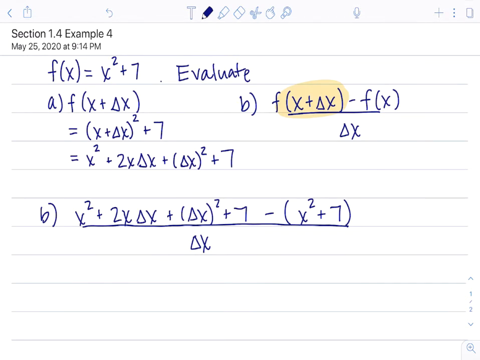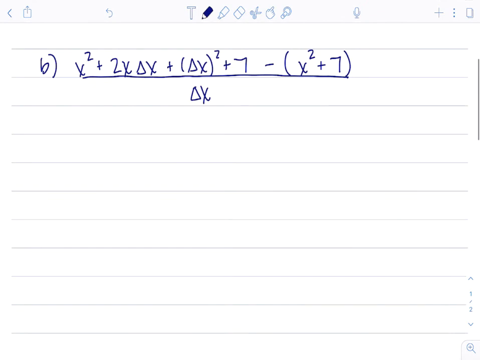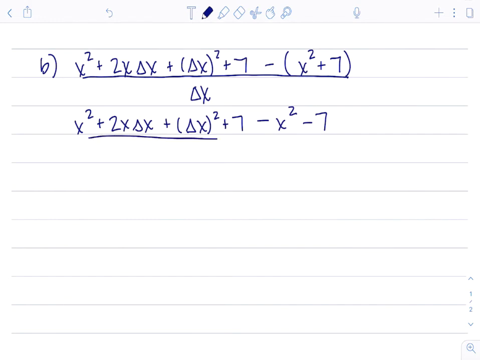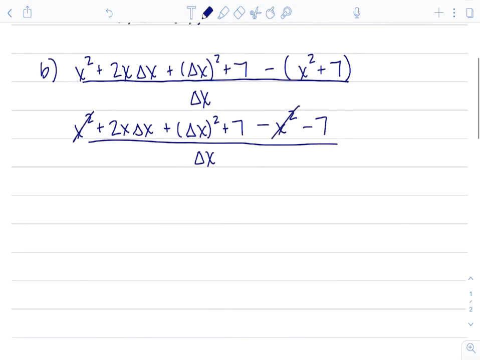The next thing we need to do is start to simplify. Everything for the first part is already simplified, but I need to subtract both the x squared and the positive 7. And then the next step is we are going to simplify. Every term that does not have a delta x should cancel. x squared minus x squared, that is 0. Positive 7 minus 7 is 0. So I can cross those out. I'm left with 2x delta x plus (delta x) squared over delta x.